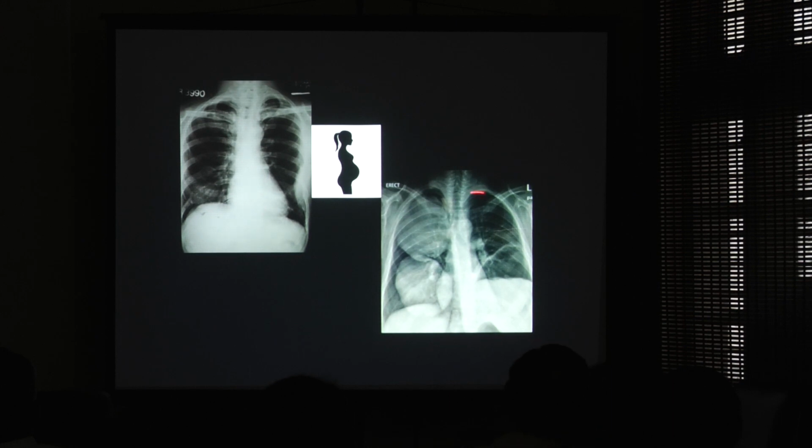Now, in contrast, this lesion, which is peripherally placed, you find out the angle between the lesion and the adjacent pleura. Is it 90 or less than 90? So, it is a parenchymal lesion. So, that is how you identify.